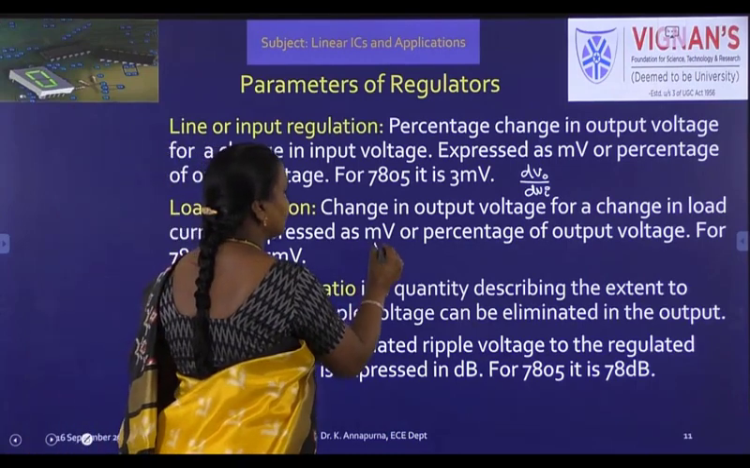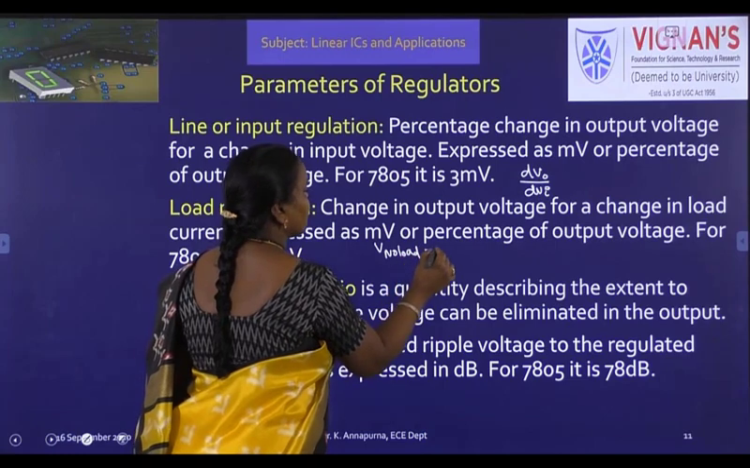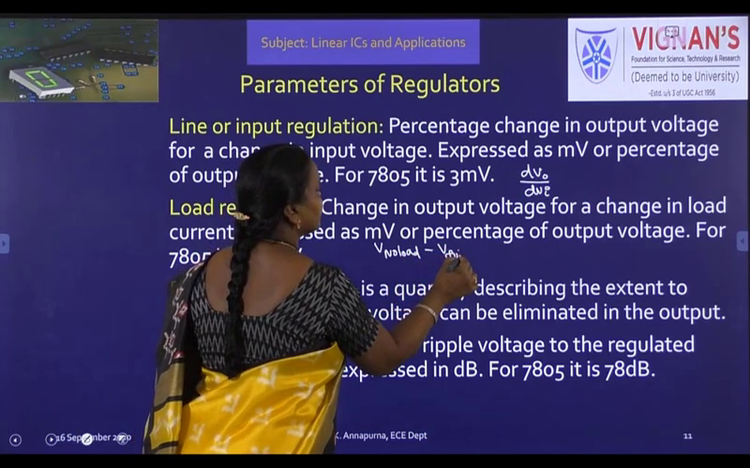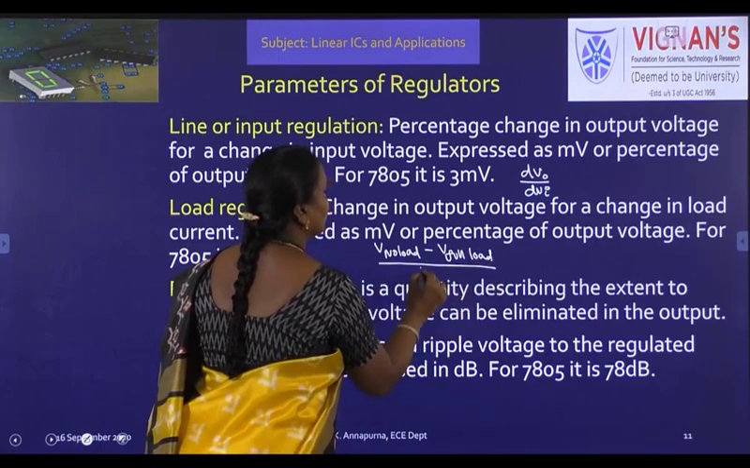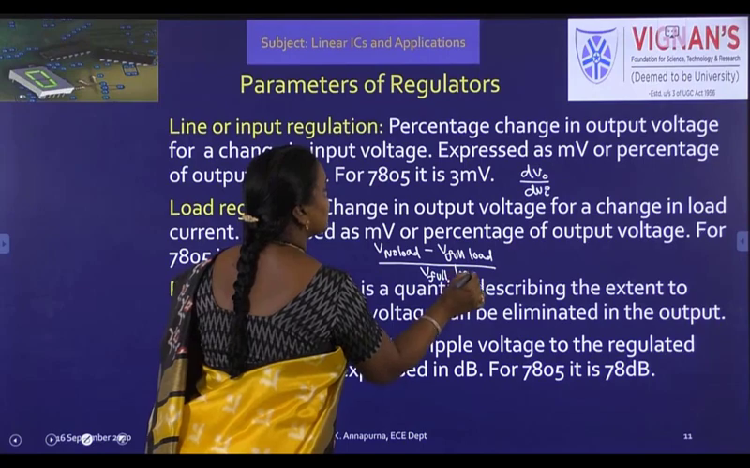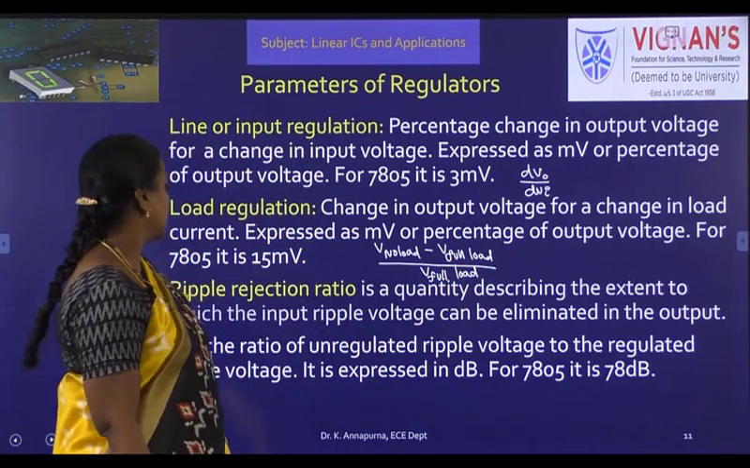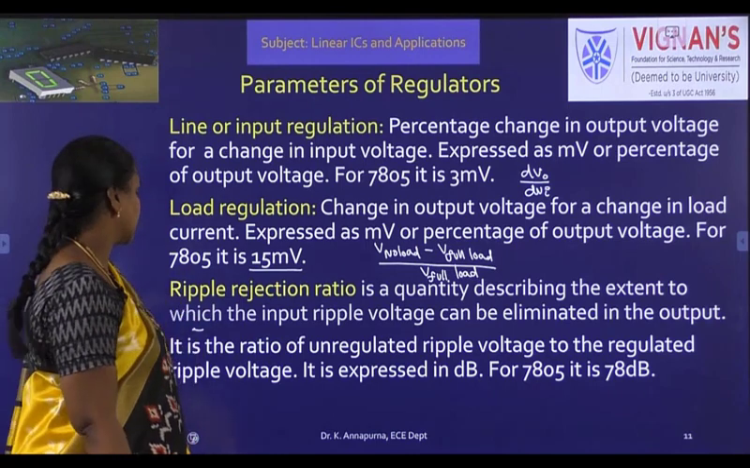So here, (V no load minus V full load) by V full load. This is the formula to find the load regulation, and for 7805 it is 15 millivolts.